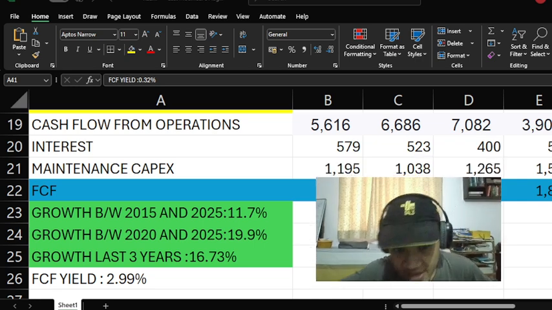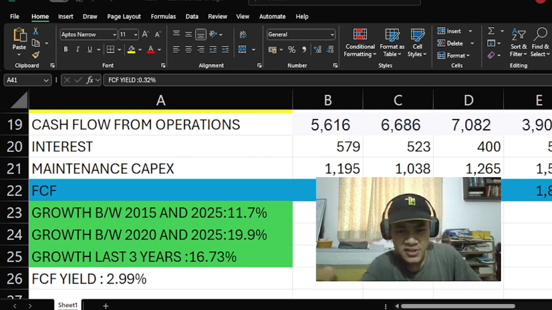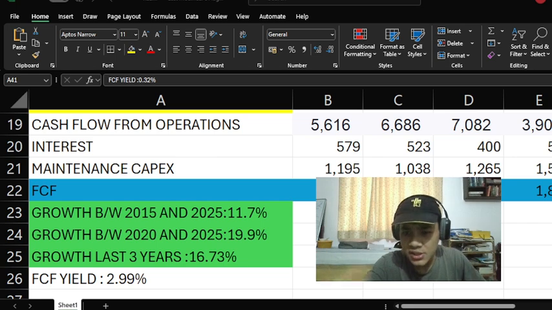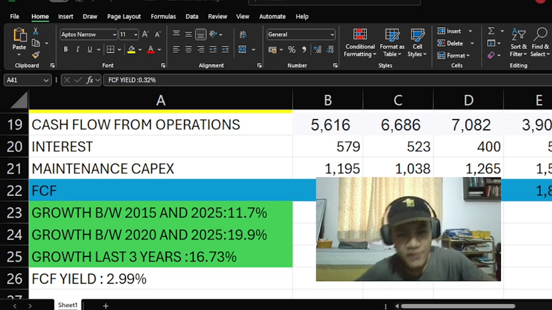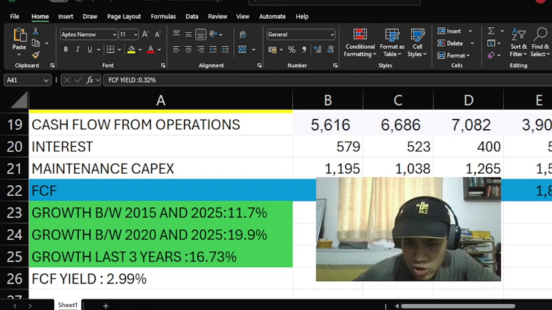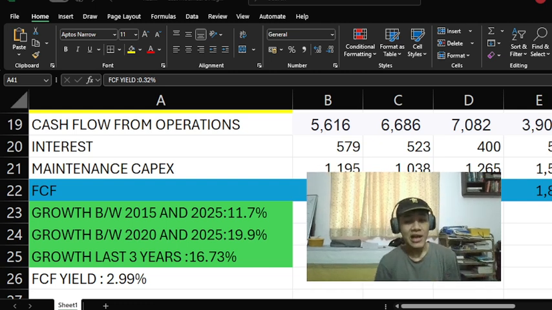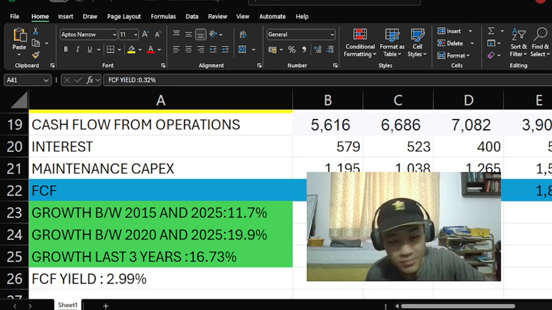A growth between 2020 and 2025 was 20%. All right, but that was like the resurgence, you can say, from the drop in 2019 that we saw earlier. And growth for the last 3 years has been 16.73%. Pretty nice. Free cash flow yield of 2.99%. All right. So, comparison with Reliance seems to have better yield and pretty much comparable growth rates, or maybe a bit higher growth rates. Interesting.